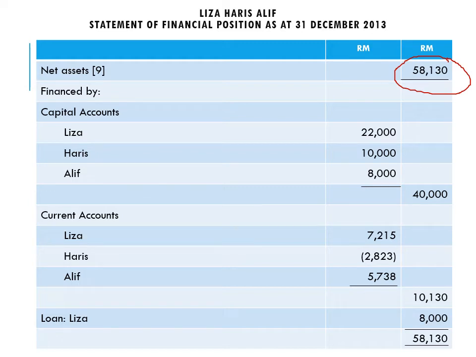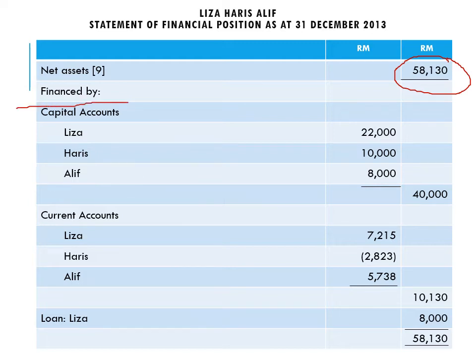You also add the net profits of 26,530, and you minus the total drawings of 23,000. Okay, so you will get the net assets of 58,130. This is financed by the partners.